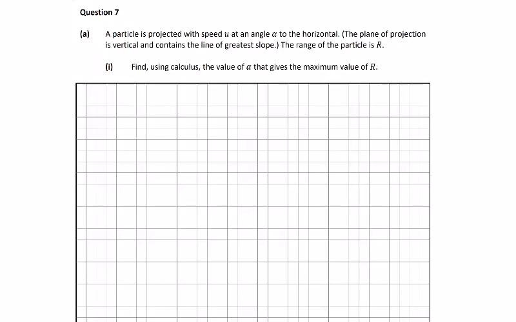A particle is projected with speed u at angle alpha to the horizontal. So the velocity vector is u cos alpha in the i direction plus u sin alpha in the j direction. This is a classic question that gets asked quite a lot. So we're looking for the max value of R. The value of alpha, well, we know that's 45 degrees. We've done so many of these.